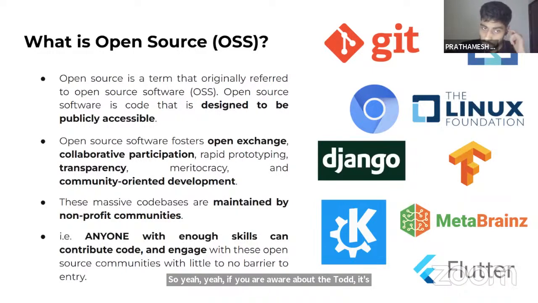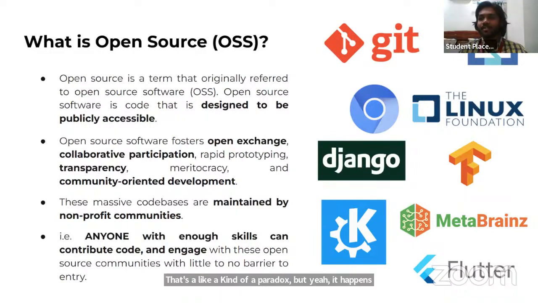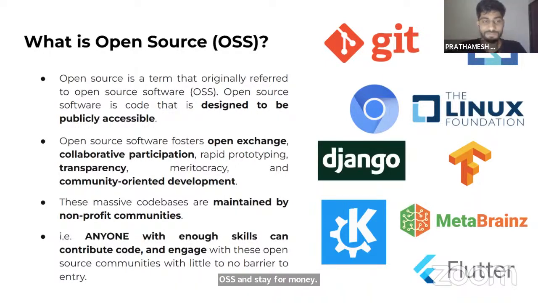Then open source software also fosters open exchange and collaborative participation. It provides rapid prototyping. It also has a lot of transparency; the communities are extremely transparent and generally non-profit, but they still make a lot of money. That's kind of a paradox, but yeah, it happens. I think money is a huge motivator for a lot of these things, right? A lot of people get into OSS for the money. They come for the money and they stay for the enjoyment and the development aspect of it, if I'm not wrong. Yeah, definitely.